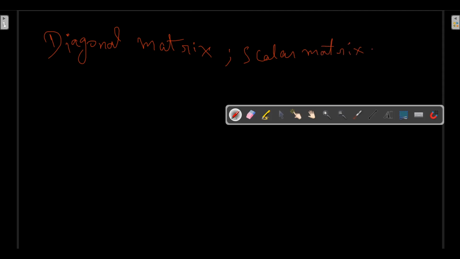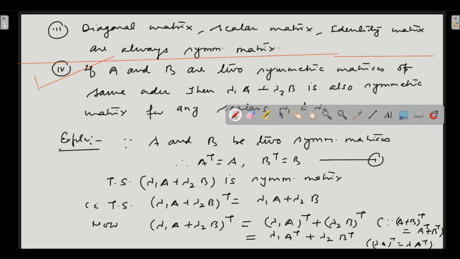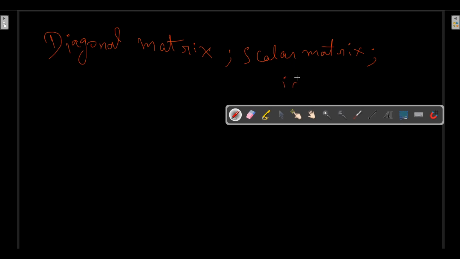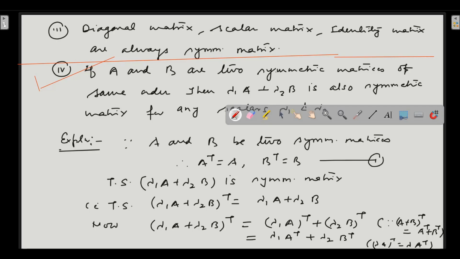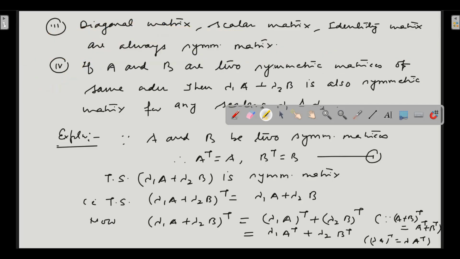And what is the third type of matrix? It is saying identity matrix. Identity matrix is also called as unit matrix, you are all aware. Let me write identity properly. So these are always symmetric matrix. These three types of matrices are always symmetric matrices. Why are they always symmetric?